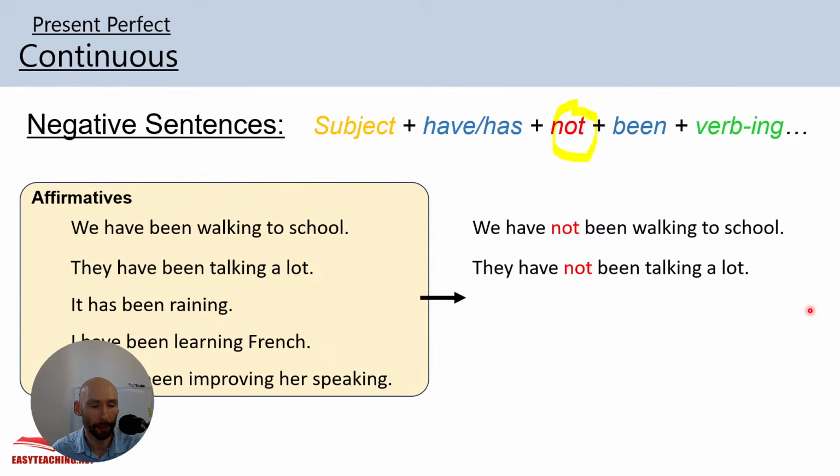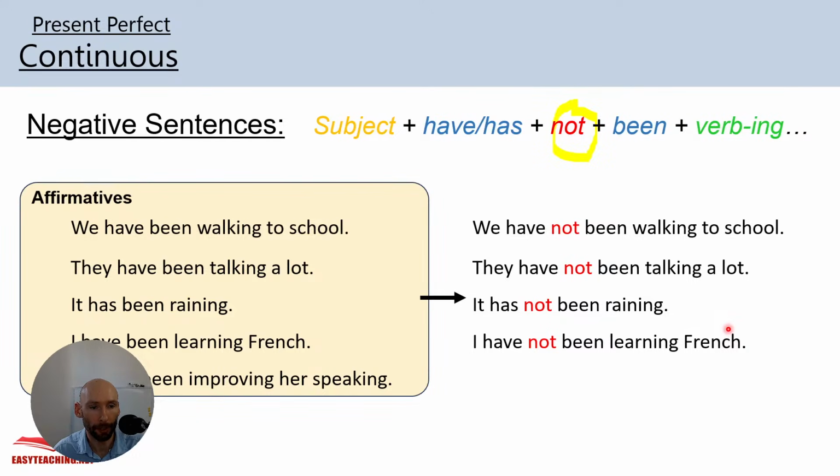They have not been talking a lot. It has not been raining. I have not been learning French. She has not been improving her speaking. Now, hopefully that last one is not us. Hopefully we have been improving our speaking.